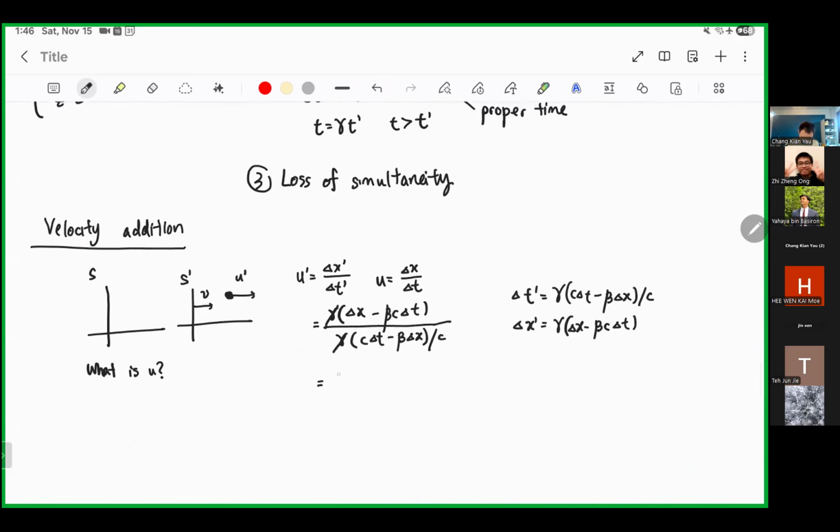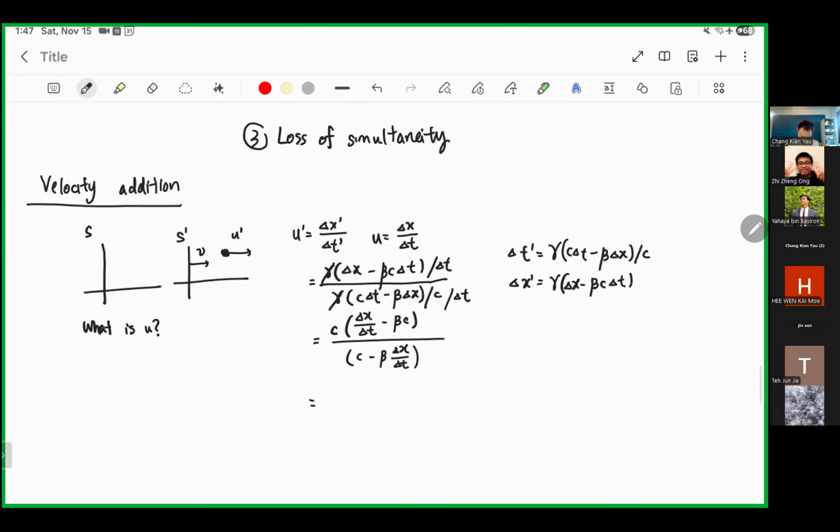So the gamma can be taken out, and then you have a c. Let's move this up here. Okay, then again, going back to our aim, we want to find the relationship between these two. So let's try to get delta x divided by delta t out. Let's divide both sides by delta t. And then more math to do. Okay, let's just plug u in first. U minus beta c.